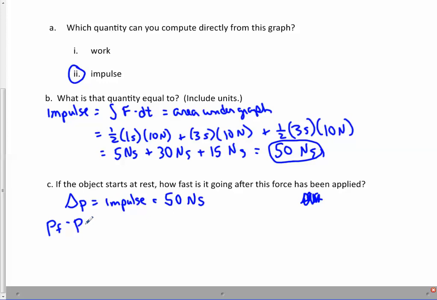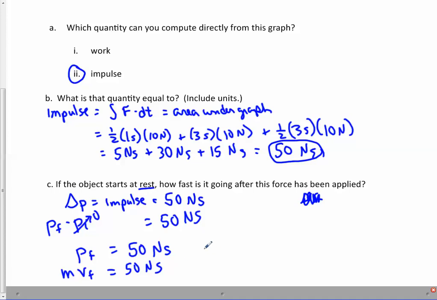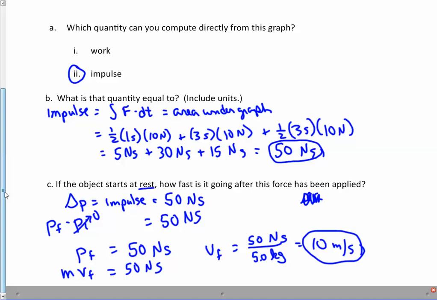So the momentum changes by 50 newton seconds. But we know that it started at rest, so it had 0 momentum to begin with, so the final momentum must be 50 newton seconds. And that's m times vf equals 50 newton seconds, so we divide by m, which was 5 kilograms, so that's 10 meters per second. So the object will be going 10 meters per second after this impulse.